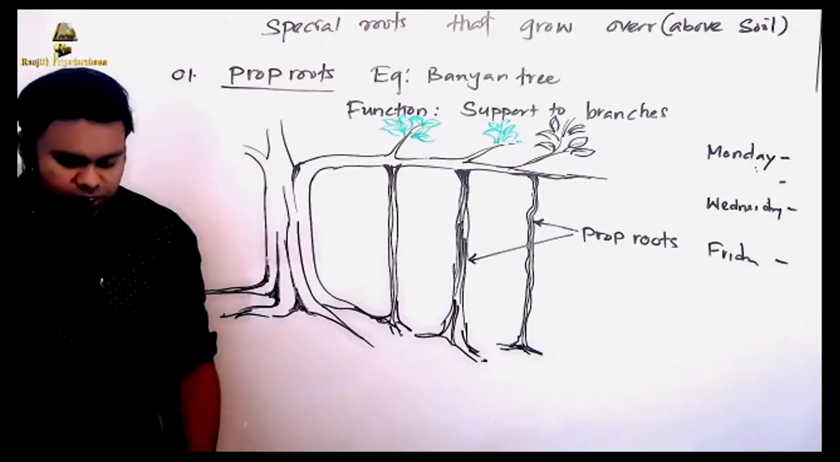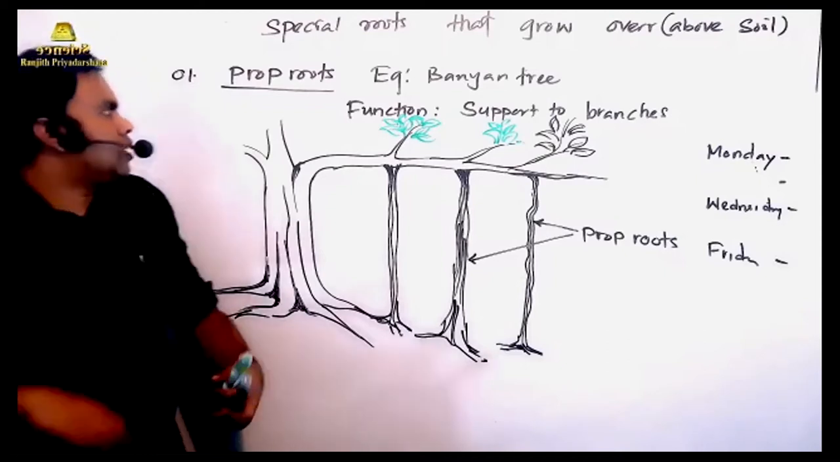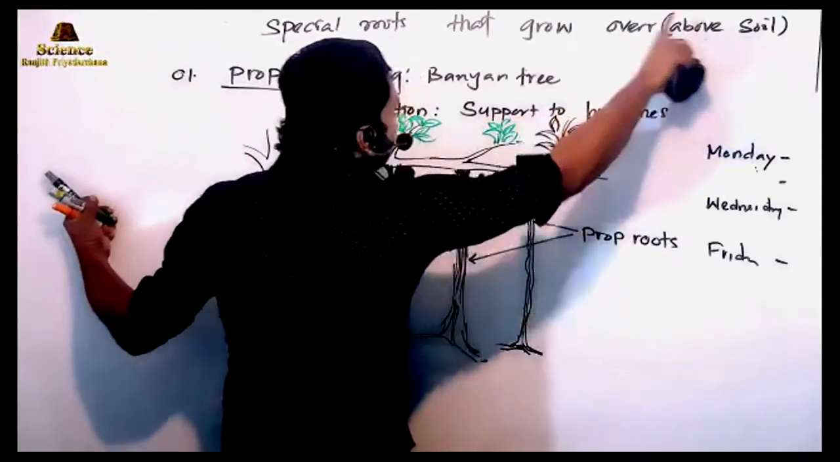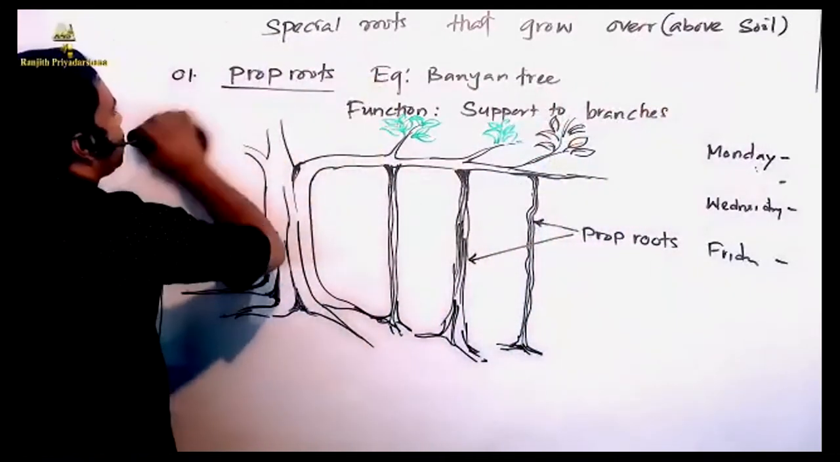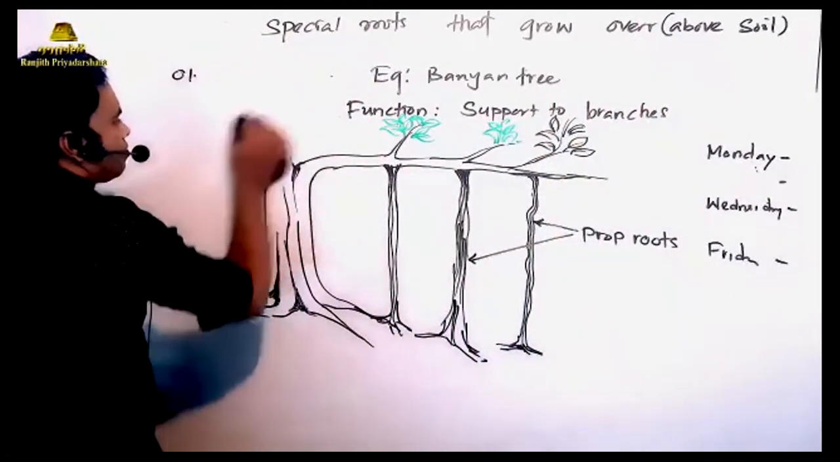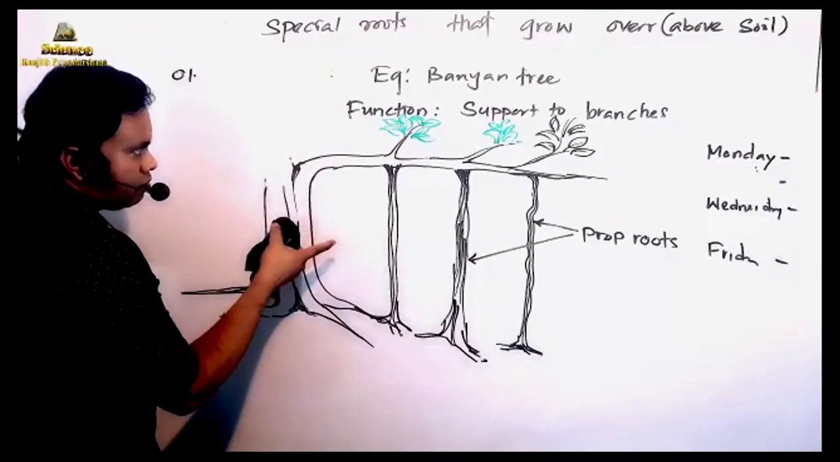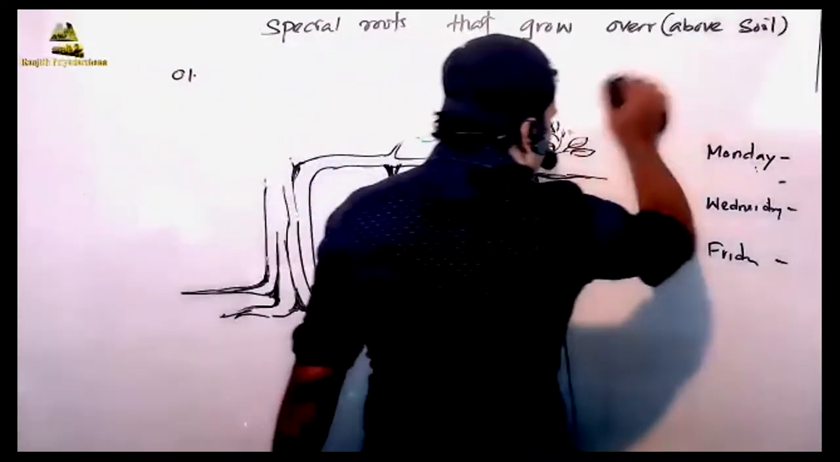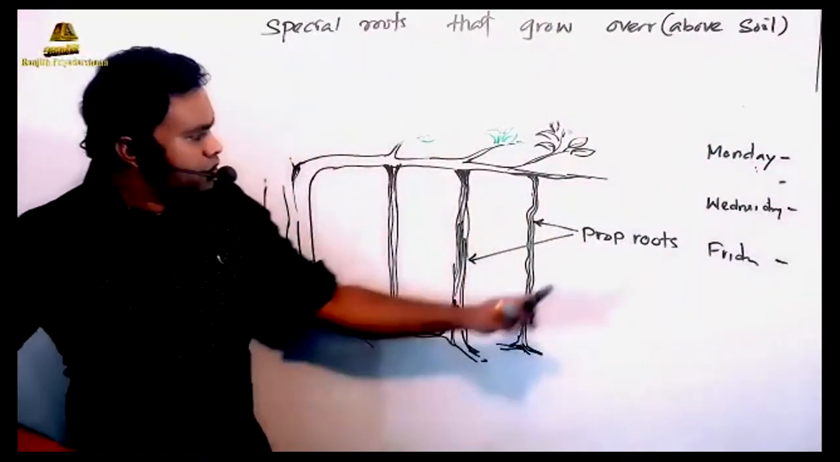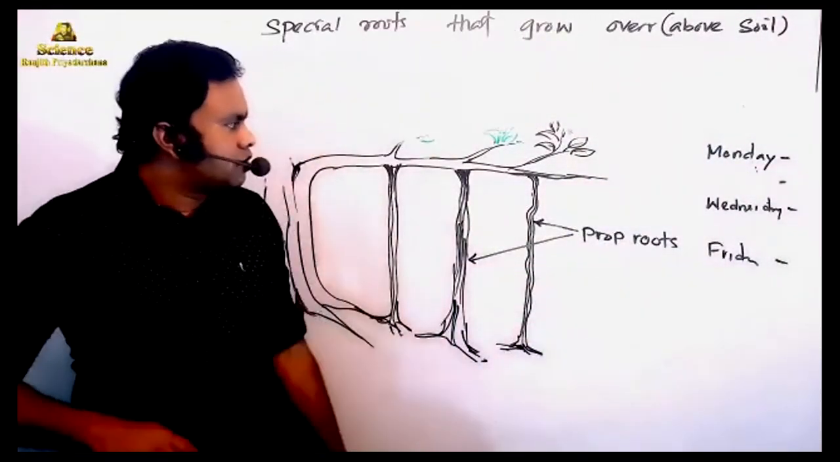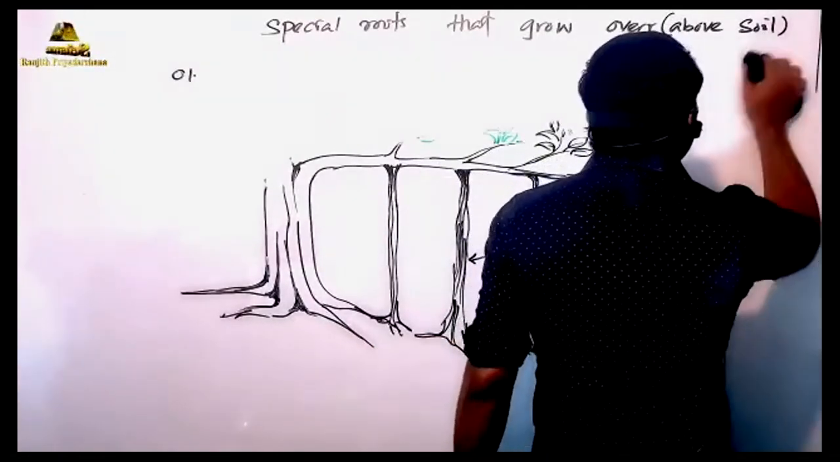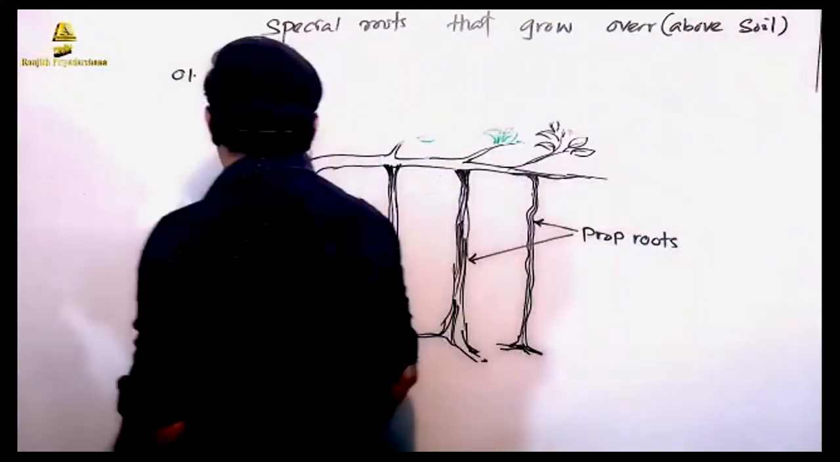Okay, time is enough. Next, we are going to learn the second type of above soil or over soil roots. Wait a minute, sir. Still drawing? Okay. I think... No, sir, still writing. Still writing. Okay, I think you have to write only these proper roots. Monday, Wednesday, Friday, don't write that. Okay. So that's what I ask you to do, your homeworks.